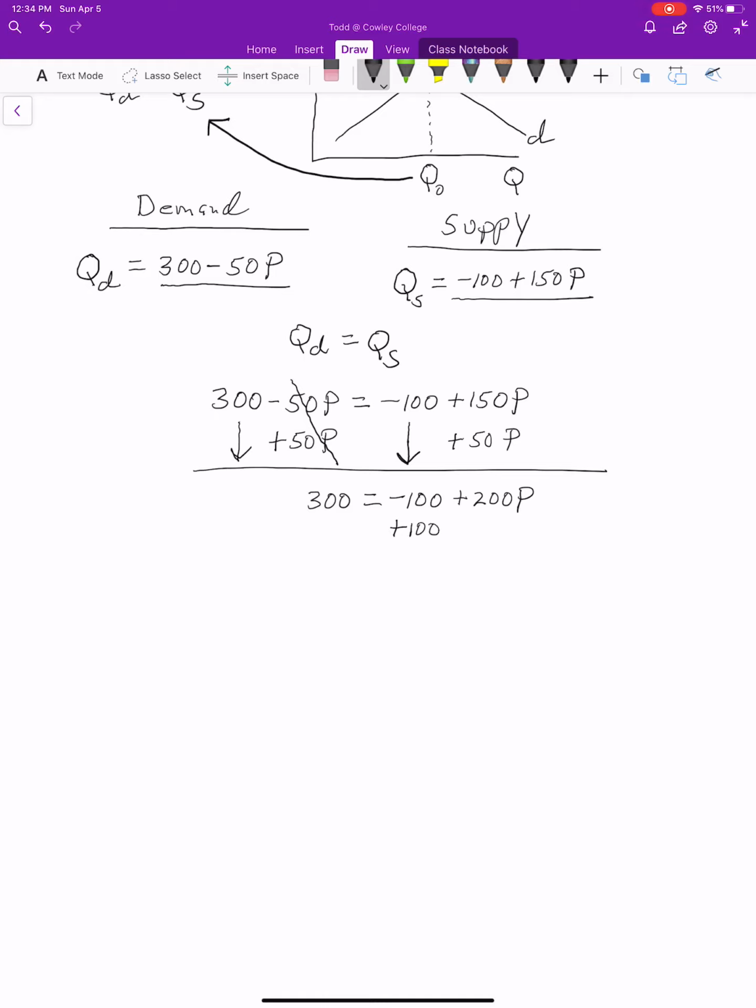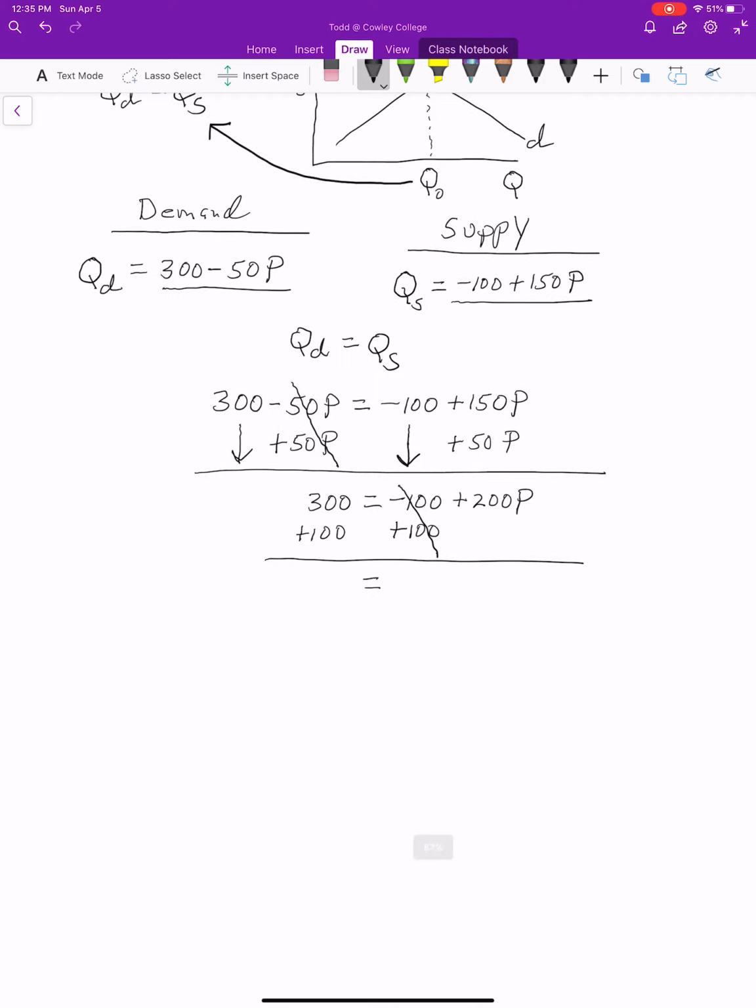So if it's a negative 100, I'm going to go in and do the opposite. I'm going to add 100 to both sides. So negative 100 plus 100, that is 0. And on the left-hand side, you have 300 plus 100, which is going to give you 400. And then go ahead and bring this right on down because we haven't done anything with that.